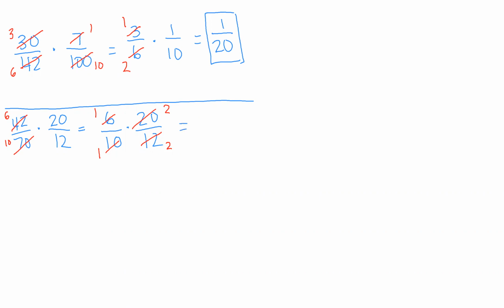So 1 times 2 is 2. This one simplifies simply to 1. All right. Let's keep trying.